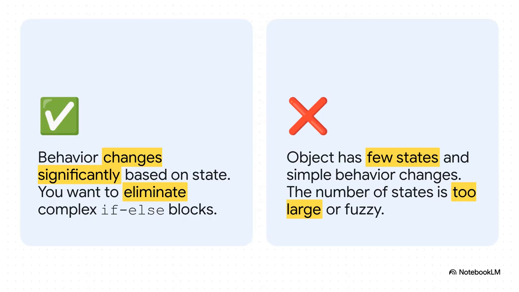It really all boils down to complexity. This pattern is your absolute best friend when an object's behavior changes dramatically depending on its state. If you are staring down a monster if-else block, that's your cue. It's time to refactor. But on the flip side, if you only have, say, two states with really simple changes, this pattern is probably too much. A simple conditional is totally fine. And you gotta be careful. If your states aren't clear and well-defined, you could end up creating a whole new problem, an explosion of tiny little state classes all over the place.